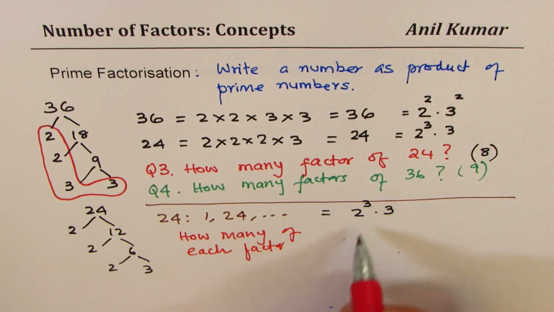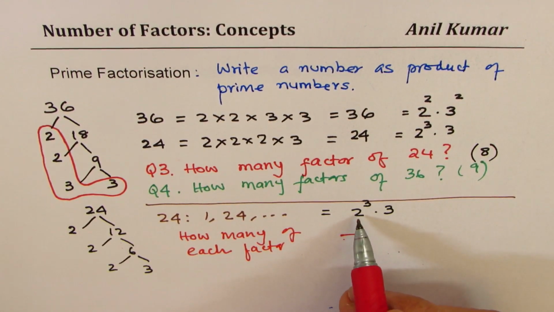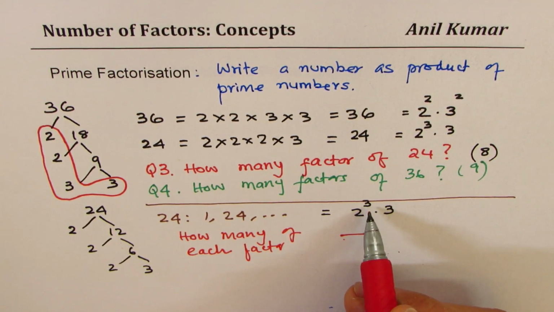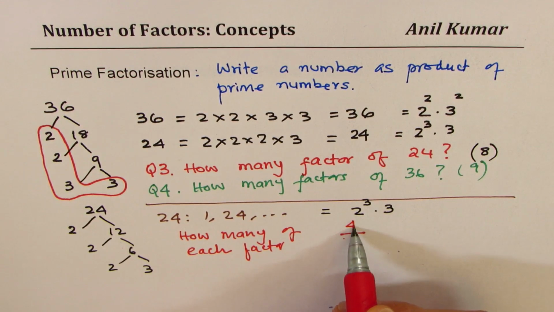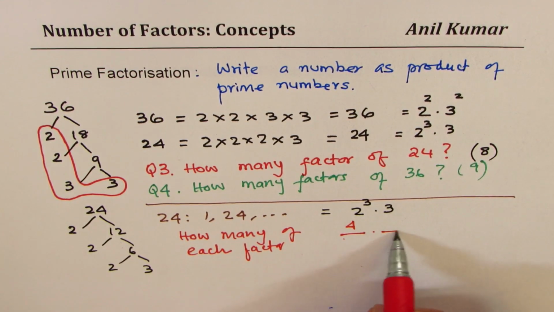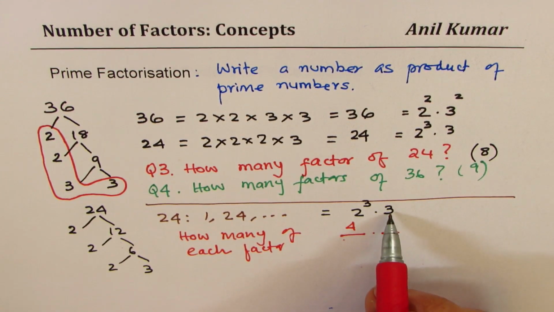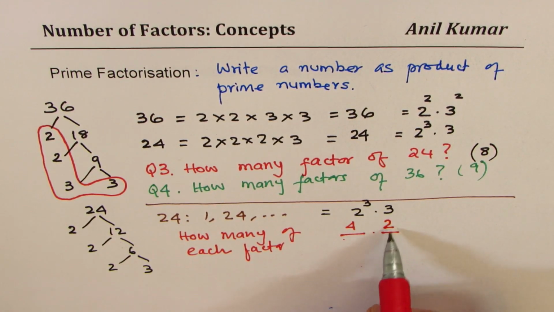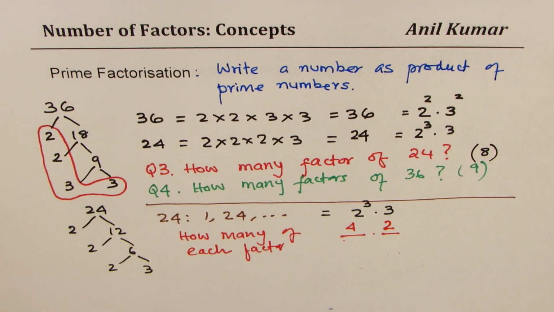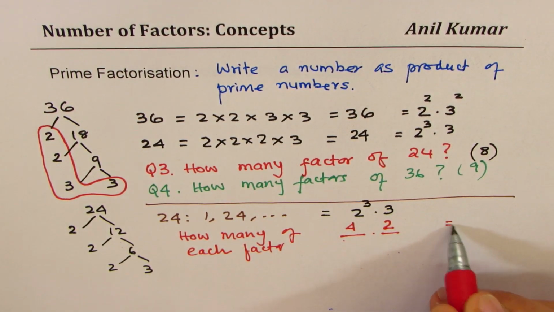So for 2, we have a choice. We could take one of the 2's, 2 of the 2's, all 3 of them, or none of them. So we have 4 choices here. Similarly, for 3, we could take 1 3, or we may not take 3. So we get 2 choices, right? So we get 4 times 2 choices. Is that clear? And that gives you the answer as 8.